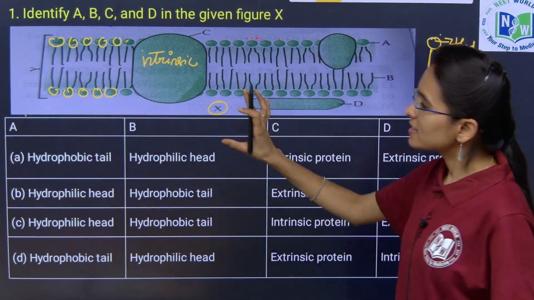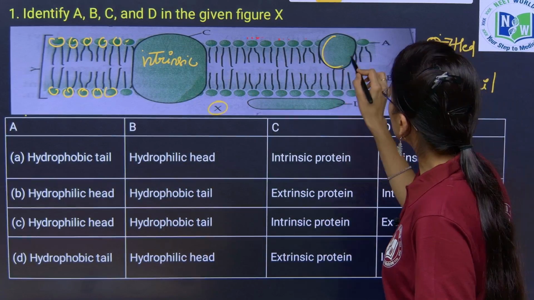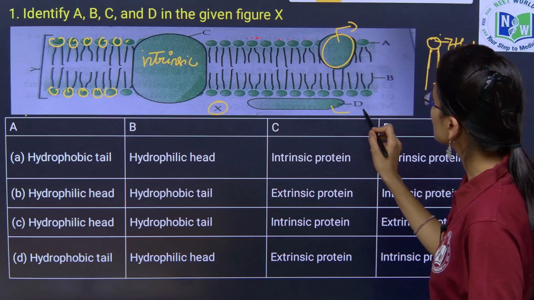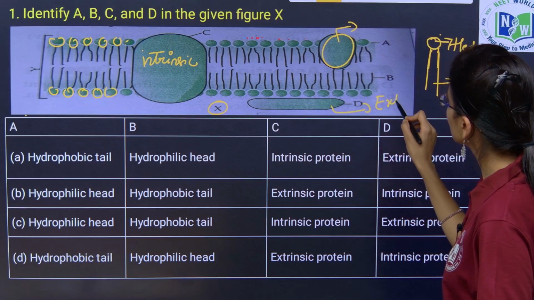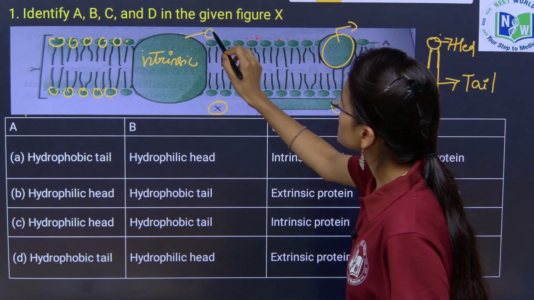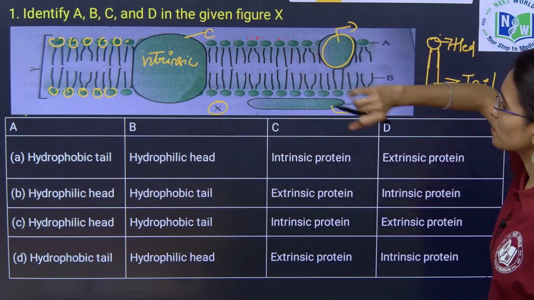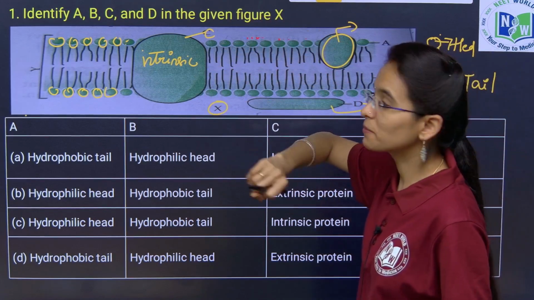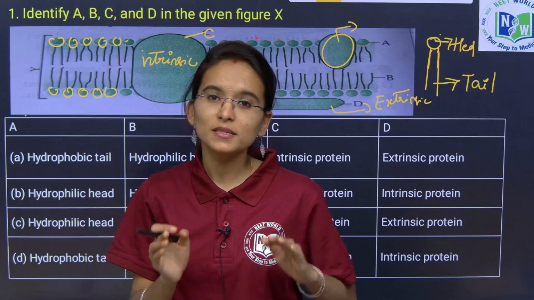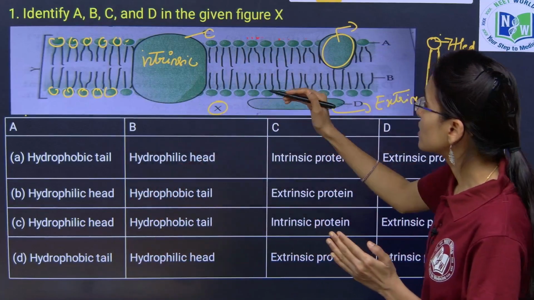Coming towards A, it is an extrinsic protein. D is also an extrinsic protein. Here the given options A and D are extrinsic proteins which are present in the plasma membrane. Intrinsic protein is present inside the plasma membrane and extrinsic protein is present outside of this lipid layer.